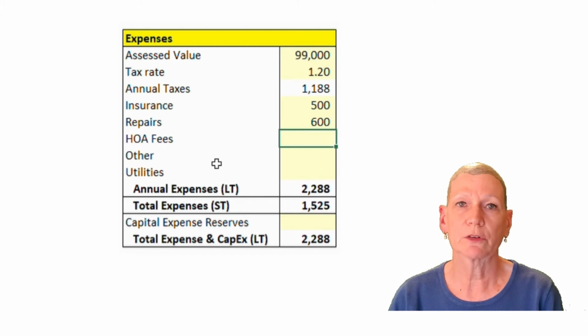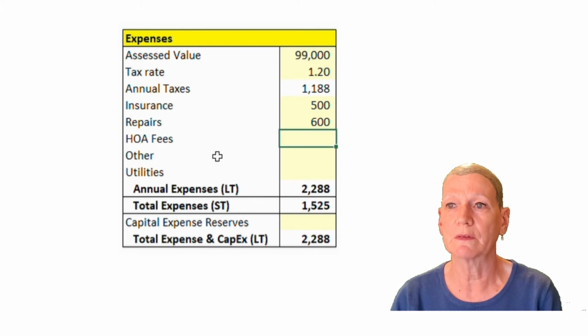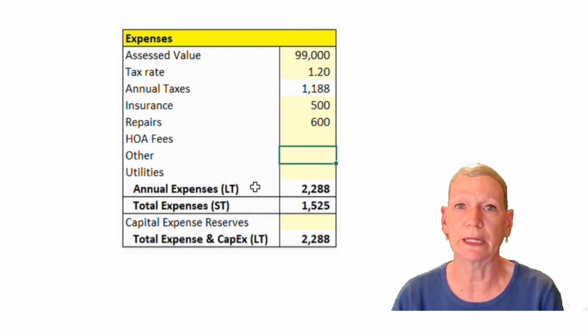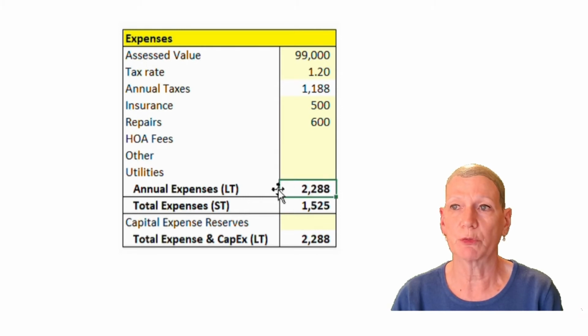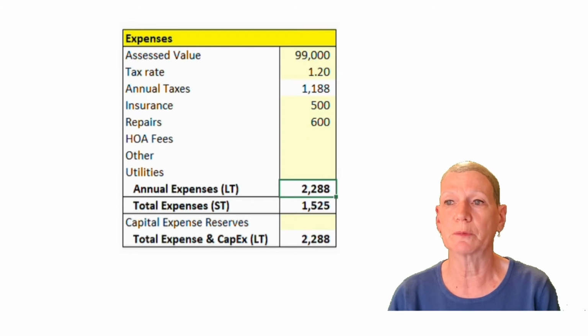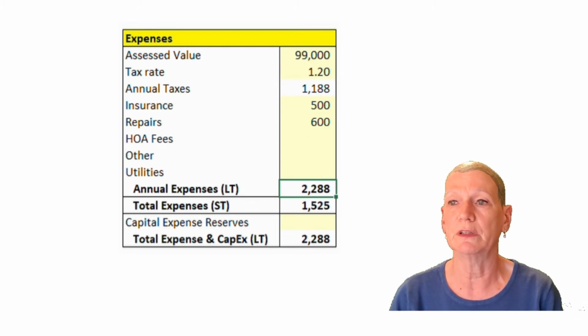Also, if you had any other type of expense that you know would be in place year in and year out, maybe you're paying for lawn maintenance, for example, you would use this field other for that. So what you have now is a total of your anticipated annual long-term expenses. Because we put these as an annual number, this is what you would expect it to be over a 12-month period each year. So this is your long-term number.